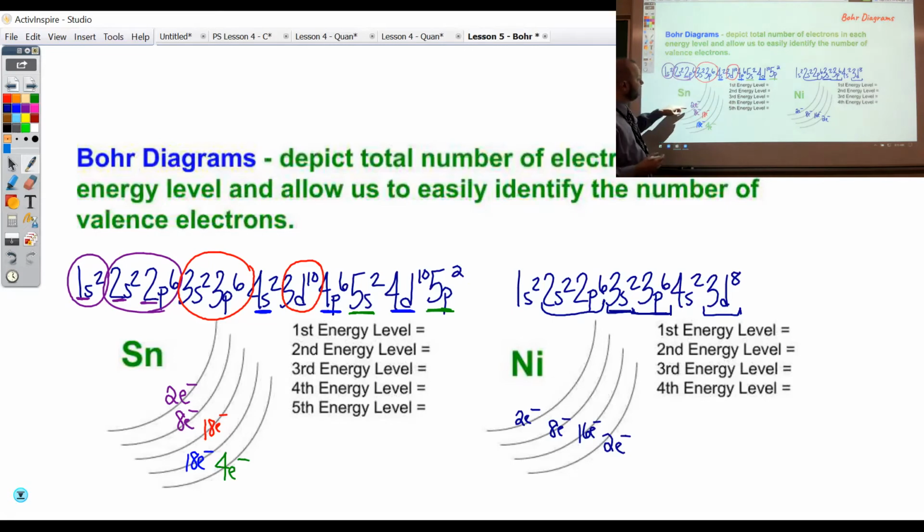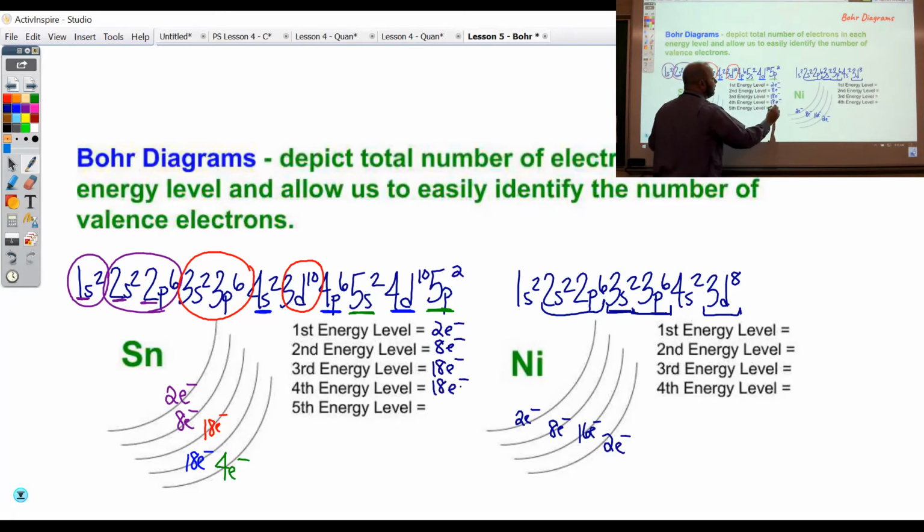So for the first energy level, we have 2 electrons. For the second energy level, we have 8 electrons. The third energy level, we have 18 again. And then for the last energy level, the fifth energy level, we have 4 electrons.